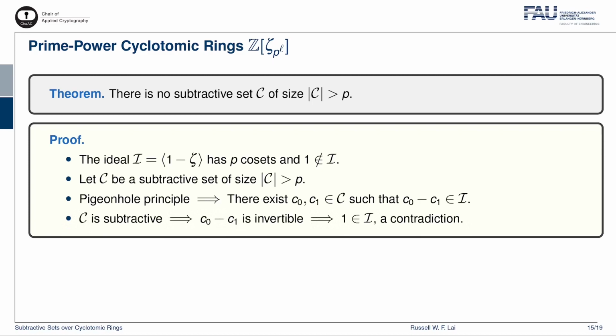However, by assumption we know that C is subtractive, which means that C0 minus C1 is invertible, which implies the element 1 belongs to the ideal generated by 1 minus theta, which is a contradiction.